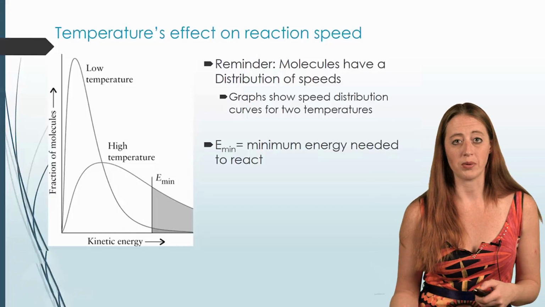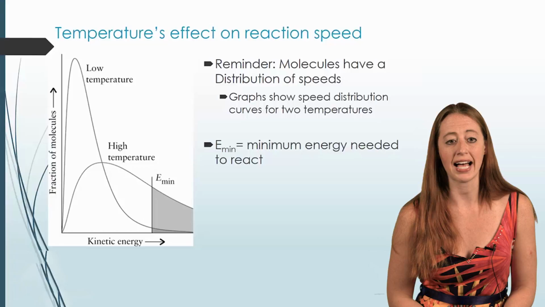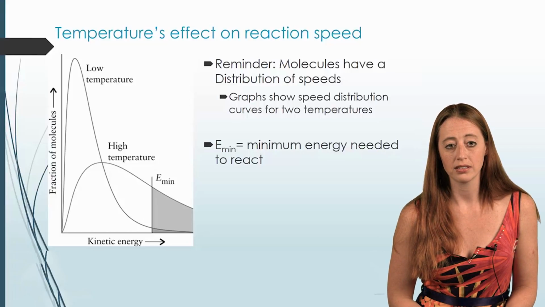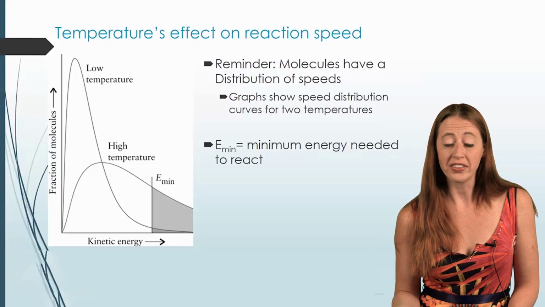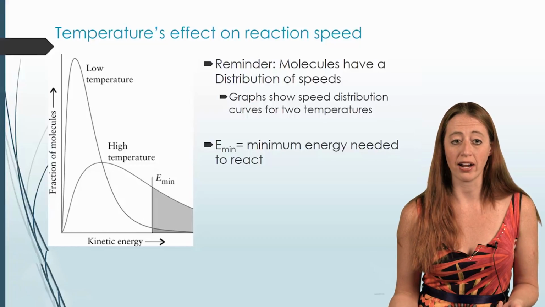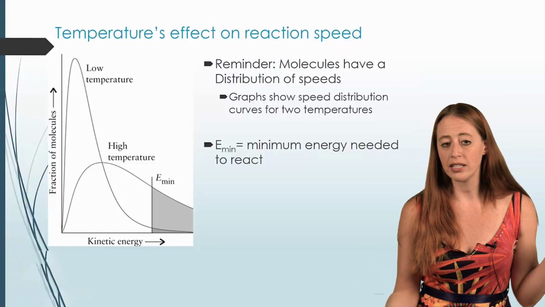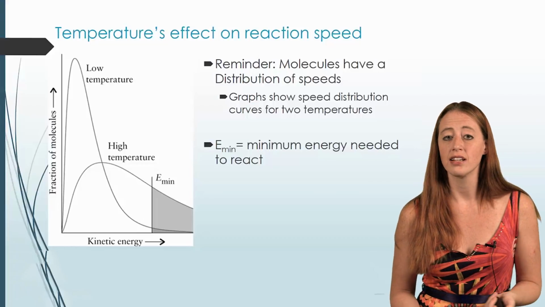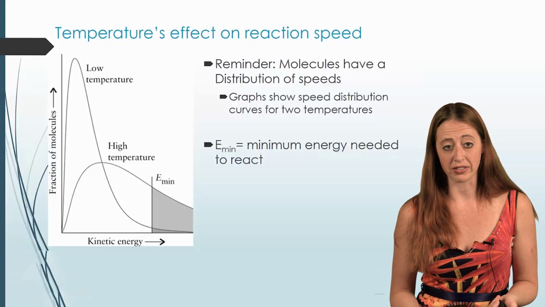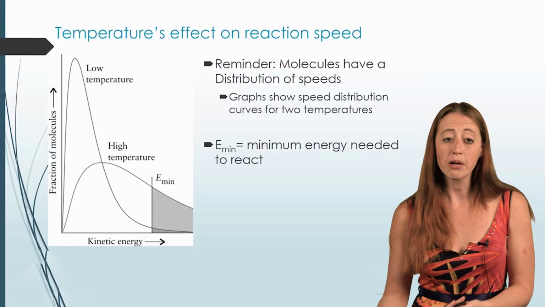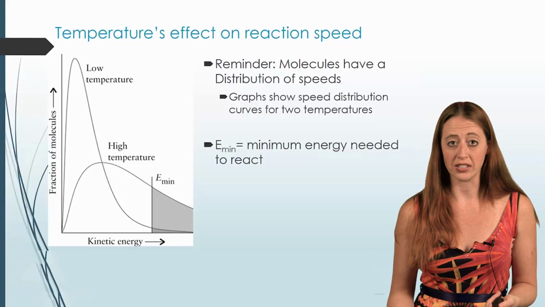Compare that to the high temperature one. Now take your finger and trace the high temperature graph. When you get to the E minimum there, now we have a significant portion above that line. So instead of maybe 2 to 5% of your collisions causing a reaction like in the low temperature one, now maybe we're at 20% of our collisions causing a reaction.